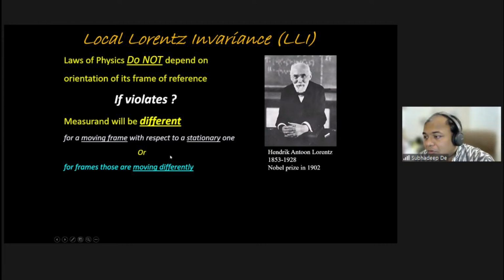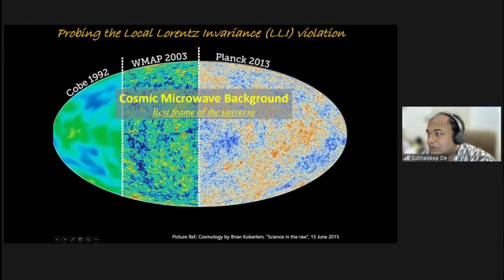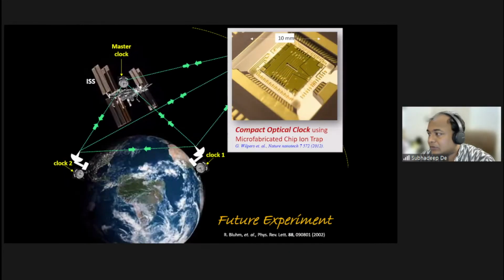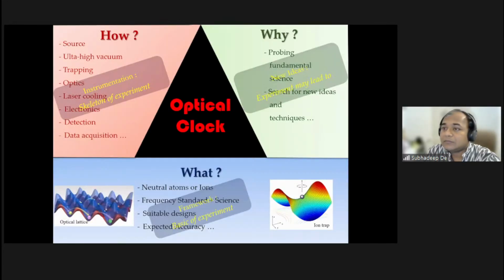Okay, so looking at the time, this I have to skip. If somebody has questions, I can come back. So basically, I skipped the part where I wanted to tell you about the local Lorentz invariance violation measurement using the optical clock. I don't think I would be able to cover that part in a 1 hour lecture. But if somebody is interested, then I can tell you a few words at the end.